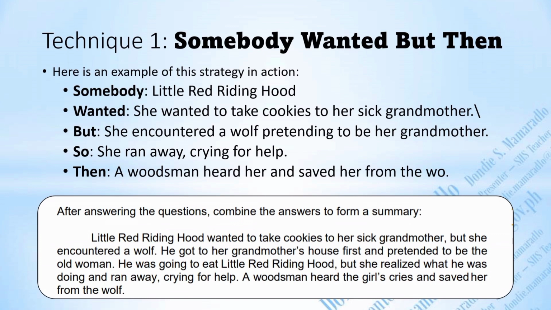Let's take all of them together to form a summary. Little Red Riding Hood wanted to take cookies to her sick grandmother, but she encountered a wolf. He got to her grandmother's house first and pretended to be the old woman. He was going to eat Little Red Riding Hood, but she realized what he was doing and ran away, crying for help. A woodsman heard the girl's cries and saved her from the wolf.